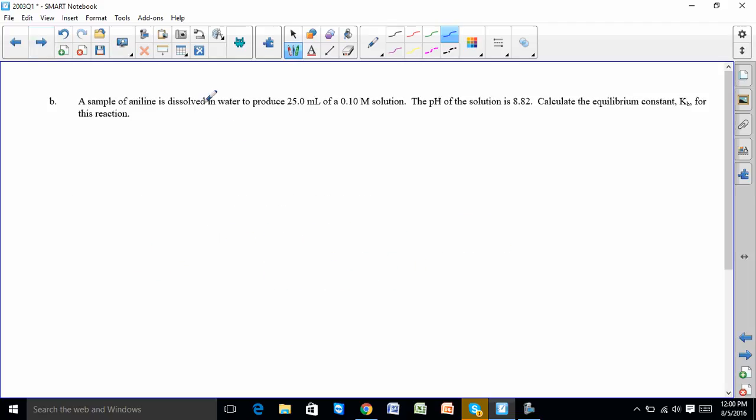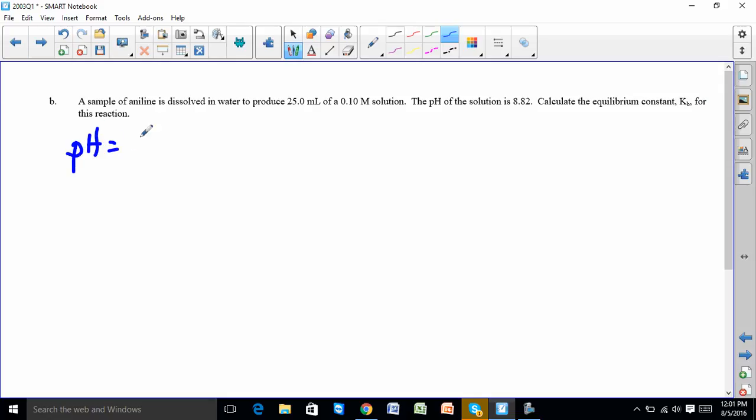Part 2. A sample of aniline is dissolved in water to produce 25 mL of a 0.1 molar solution. The pH of the solution is 8.82. Calculate the equilibrium constant for the reaction. Okay, so this one's crazy in that this is what we have to do. This is what they told you.